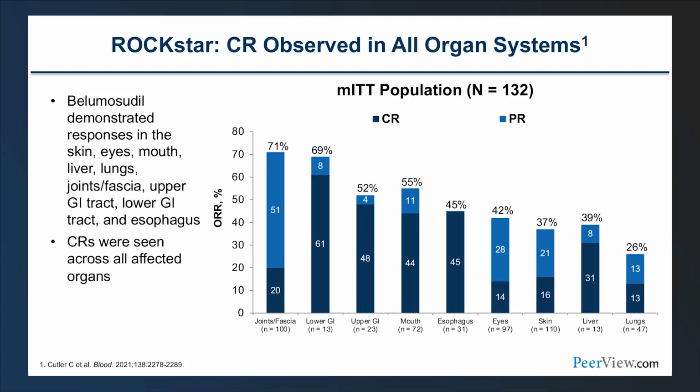Here are the responses by organ system, and again I'll draw your attention to the far right, where we see that there were nice responses in bronchiolitis obliterans, the pulmonary manifestation of chronic graft-versus-host disease. There will be a forthcoming paper looking specifically and in detail at lung responses from the 2 Belumosudil studies, and that's currently under review at this time.